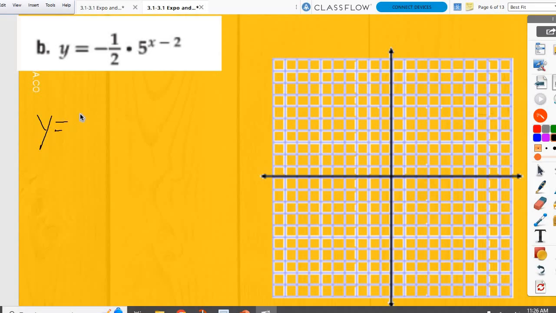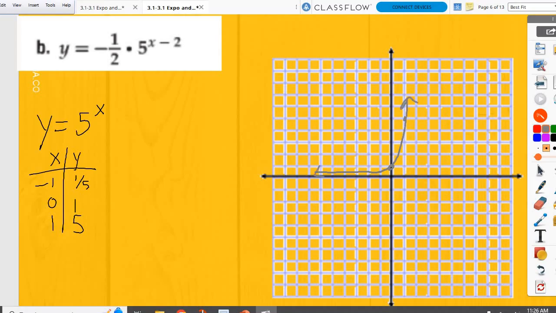So if we just look at our base, so 5 to the x, okay? I'm just again looking at those key points. So we get 1/5, 1 and 5. You don't have to graph the parent graph first, but I think sometimes it helps just to see what the transformations are doing to the graph. So that's my parent graph. Then what's happening on the front of that?